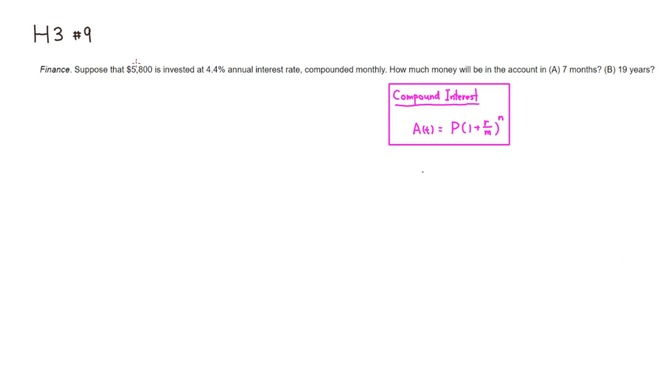So we have 5,800. This is definitely the P value, the principal or initial investment. And invested at 4.4%, so this is going to be the annual rate. So annual rate r, it's a percent, so divide by 100, so 0.044, right? And since it's compounded monthly, this tells you that the number of compounding periods per year, the m value, is going to be 12 because it's compounded 12 times a year.